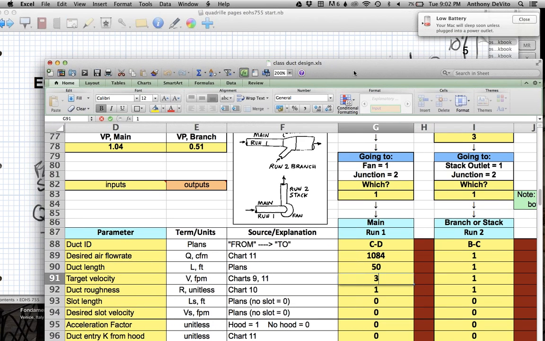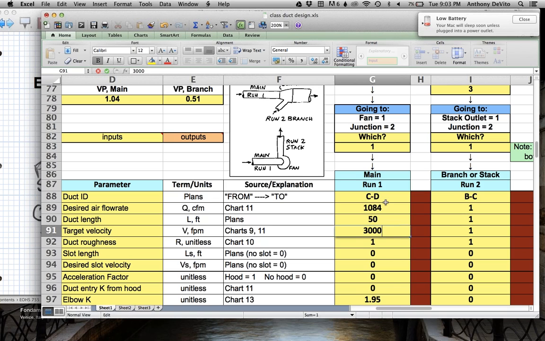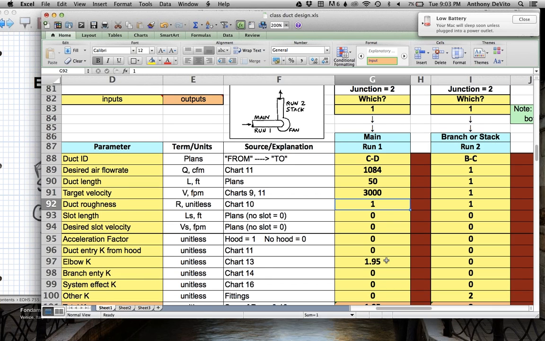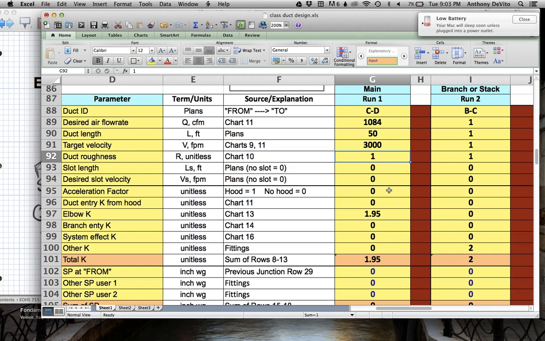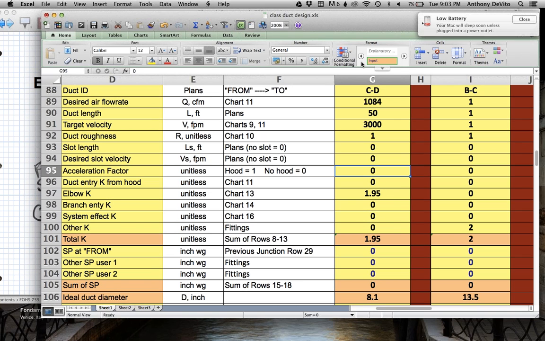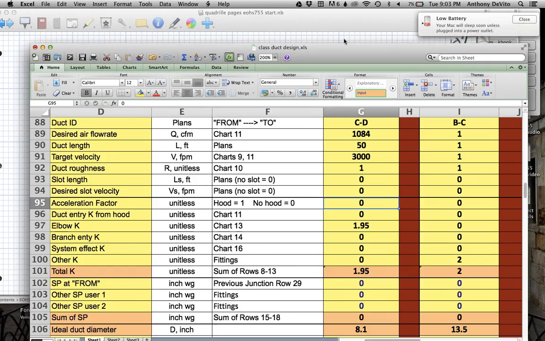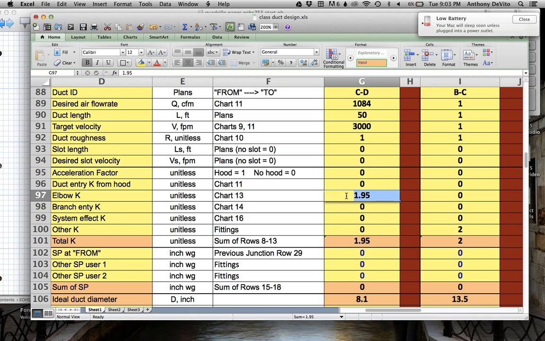Well, it's going to be the higher of the two, right? Because we've got to keep that stuff moving. Which was 3,000 feet per minute. It was the transport velocity. The roughness of the ductwork is 1 because it's galvanized iron. There's no slots, so those two are 0. Now the acceleration factor. This time we're not coming from a hood, so that's 0. The air is already moving, so that's 0. The duct entry from a hood: we don't have a hood there. The elbows. How many elbows are here? Any elbows? No elbows, going straight into the fan. So the elbow losses are 0.